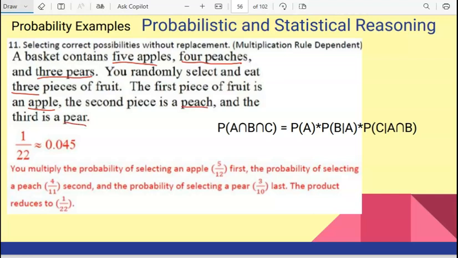So first you want to see how many apples there are. There's 5 of them, 5 out of 12 total fruit. Well, once you eat an apple, there's only going to be 11 remaining fruit. And there are 4 peaches still. If they chose another apple, it would be 4 apples.